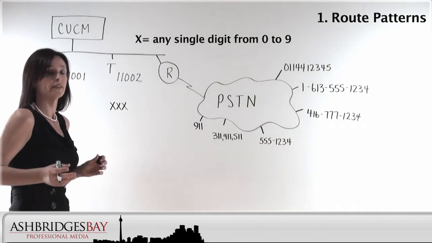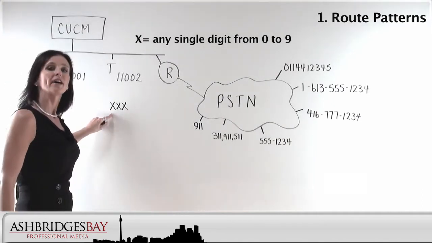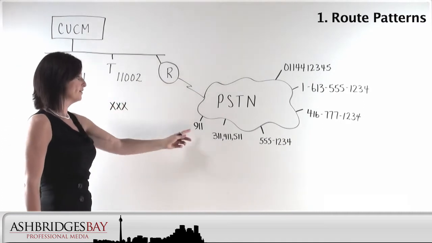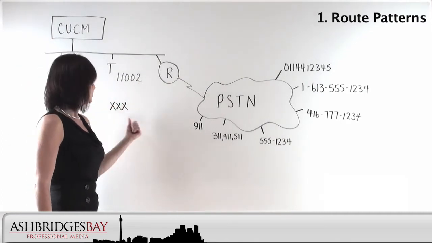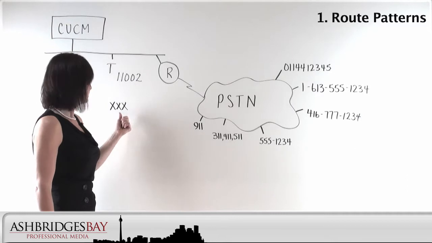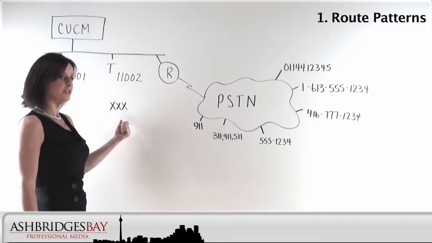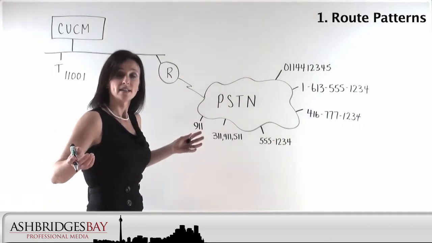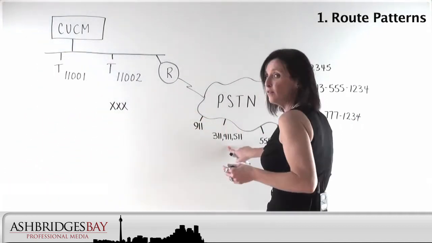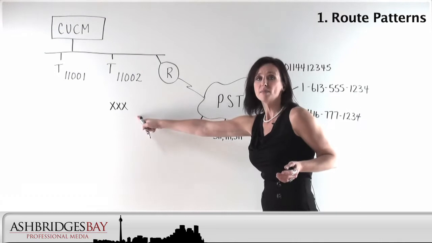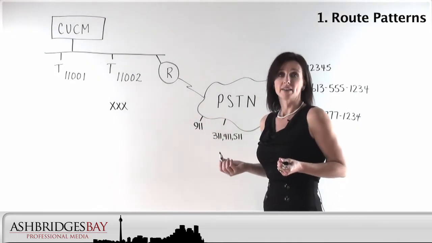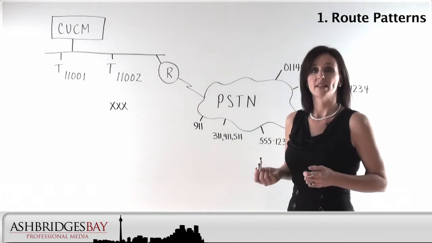X is a wildcard. If I program the pattern XXX into the call manager, and I pick up my phone and dial 911, 9 matches the first X, 1 matches the second X, 1 matches the third X. That call can be routed to emergency services. Similarly, if I pick up the phone and dial 411, I've matched my 3 X pattern and I get information. That's a route pattern, and that's what we're going to be talking about in this lesson.